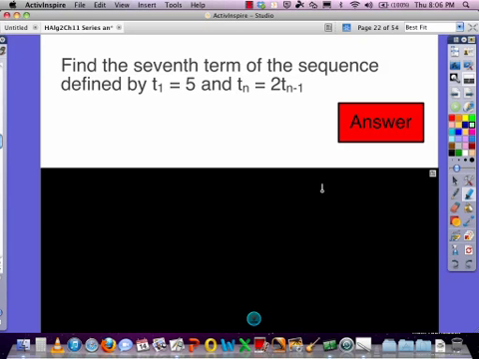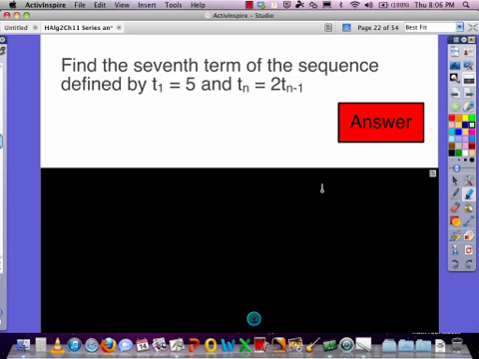Find the 7th term of the sequence defined by t sub 1 equals 5 and t sub n equals 2 t sub n minus 1. Now, this is probably a little different version of your sequence. So let's write it out and see if you recognize it.